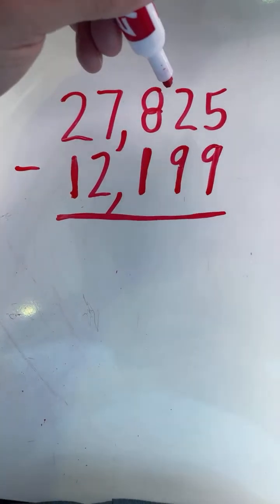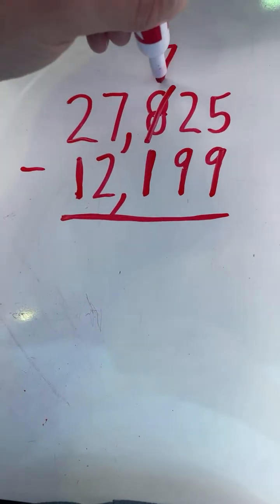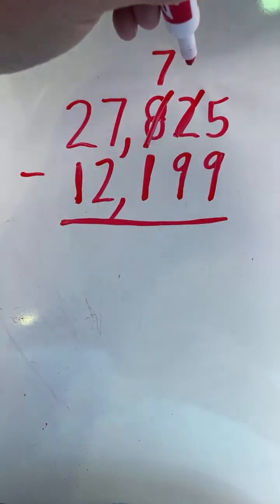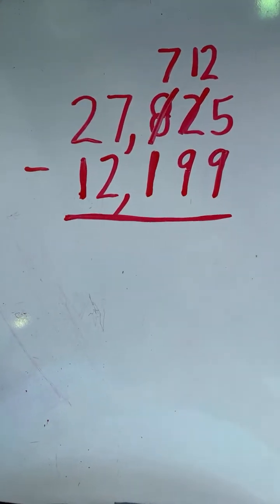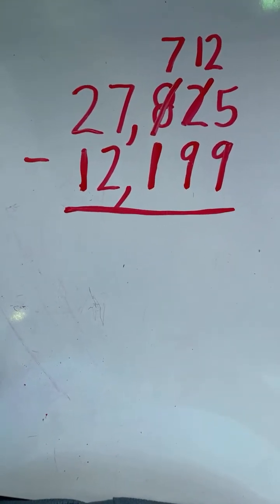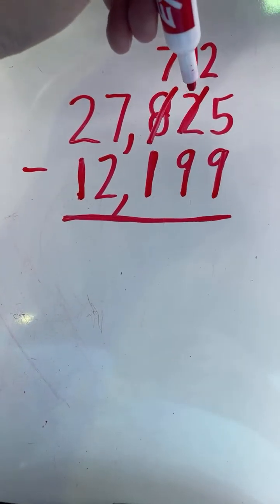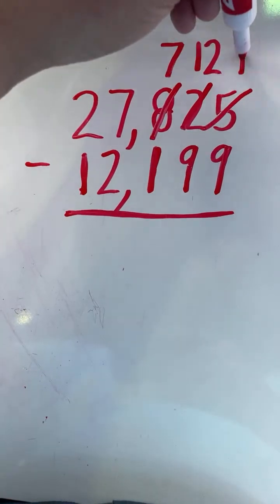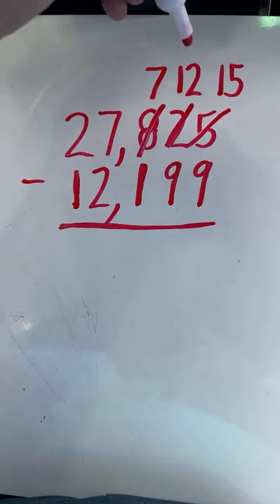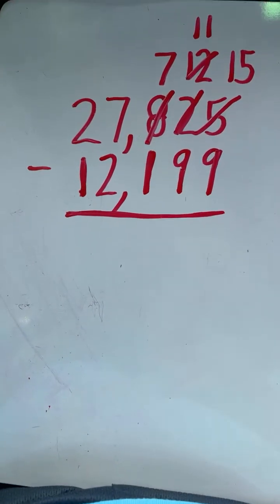Can't start with 2 and take away 9, so we're going to take a 10 from the hundreds place. 8 is going to become a 7, and that 2 is going to become a 12. We're taking a 10 from the hundreds place and adding it to the tens place. Then we have to take a 10 from the tens place and add it to the ones place. So the 5 will become a 15, then the 12 will become an 11. And now we are ready to subtract.